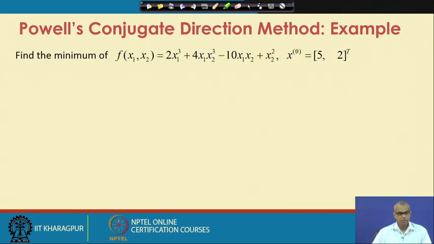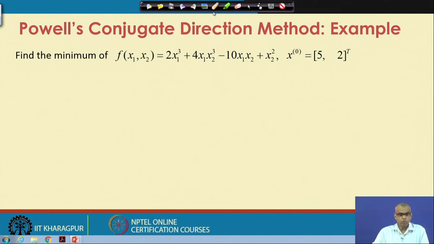So, now let us consider an example. We want to find the minimum of a 2 variable function, which is given as 2 x 1 cube plus 4 x 1 x 2 cube minus 10 x 1 x 2 plus x 2 square. The starting point is 5, 2.